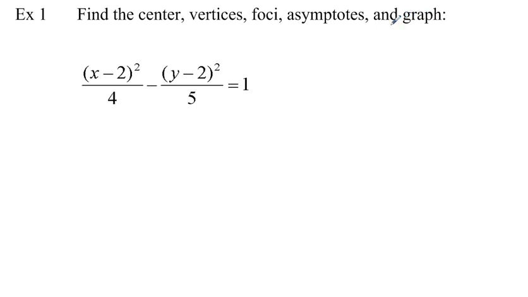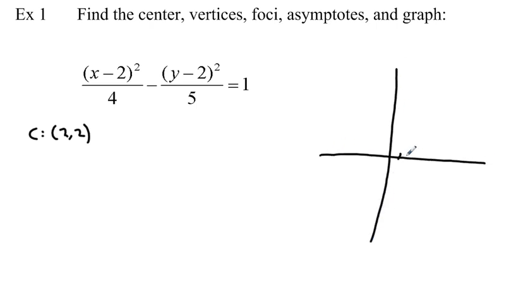All right, but let's just find what we know. Our center, we can get right away. Since 2 is subtracted from x, 2 is subtracted from y, the center is going to be the point (2, 2). And over here, I'm just going to make a graph. So I'm going to make a set of axes. That's not too straight, but I hope you'll forgive me. And we'll put the center of our hyperbola right there in our graph.